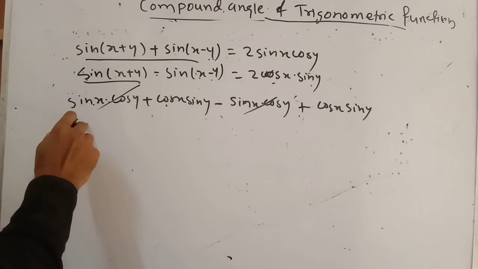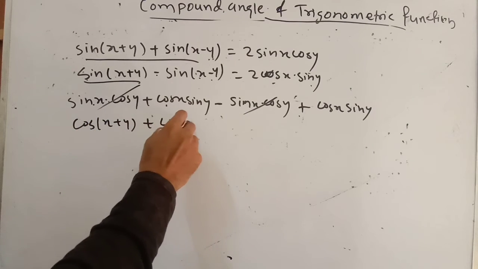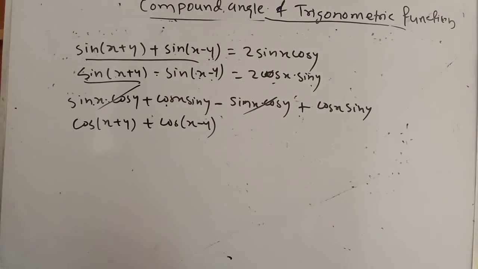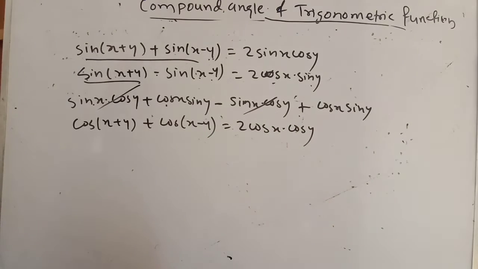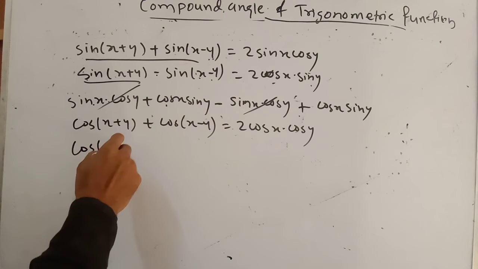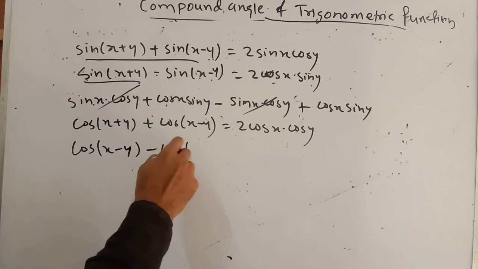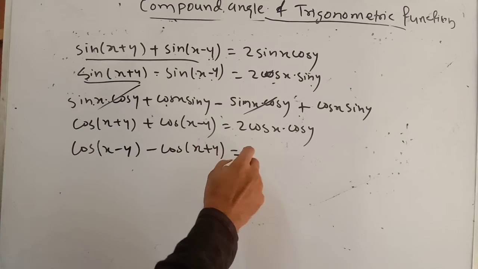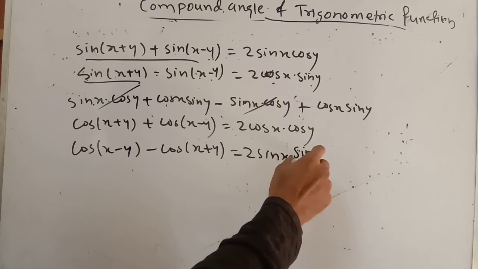Similarly, you can write it in the form of cos trigonometric functions: cos(x+y) plus cos(x-y), which gives 2 cos x cos y. So please remember all these things. They are very important formulas, and you will use them every time. Similarly, cos(x-y) minus cos(x+y) gives 2 sin x sin y.